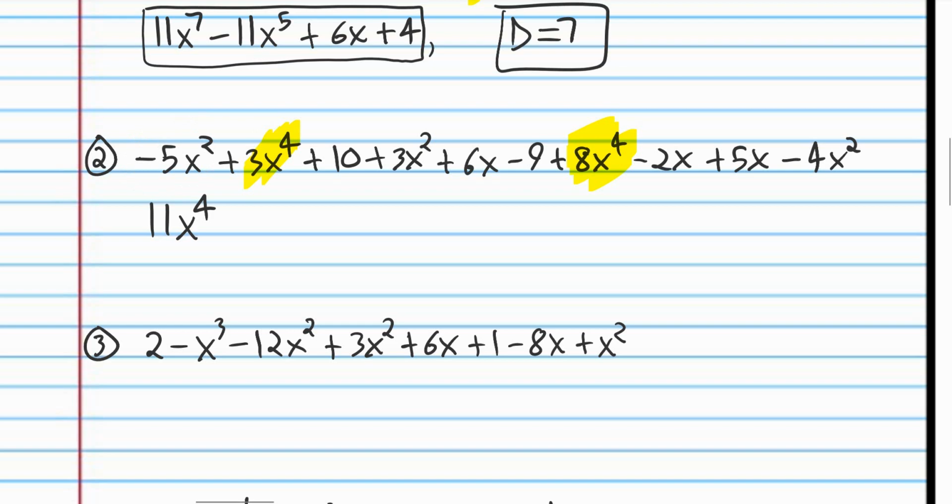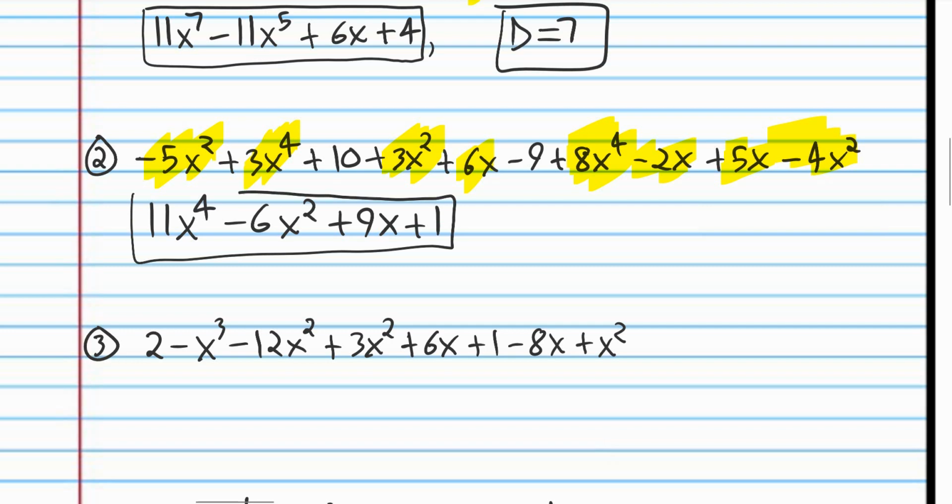Negative 5 plus 3 is negative 2, and negative 2 plus negative 4 is negative 6, x to the 2nd power. And cross those out. And we're going to combine 6x and negative 2x and 5x, and then we get 9x. Cross those out. And let's see, 10 minus 9 is 1, and there you go.